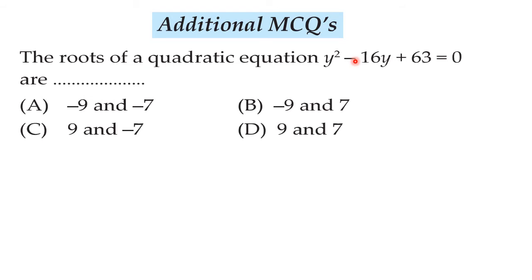If the middle term is negative, then your roots are positive. And if the middle term is positive, then your roots are negative. Exactly the opposite sign we are getting. So here, since the middle term is negative, our answers are going to be positive, and therefore the correct option is option D. Okay, so mark it.